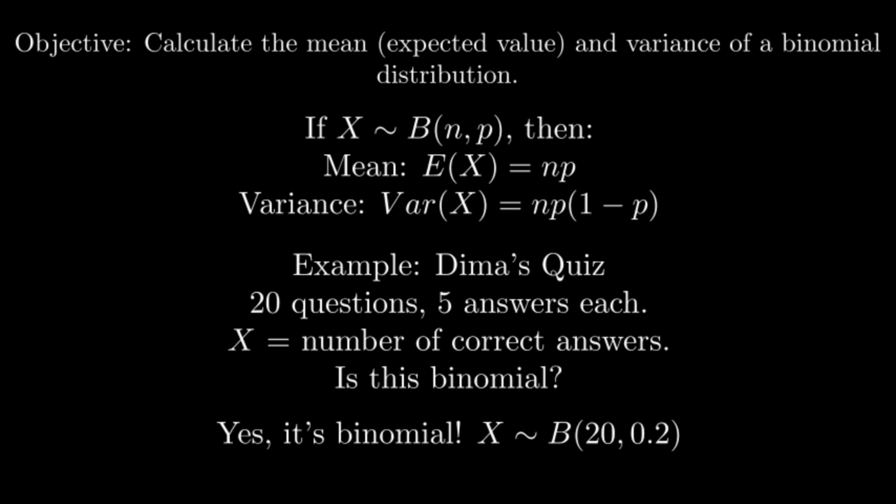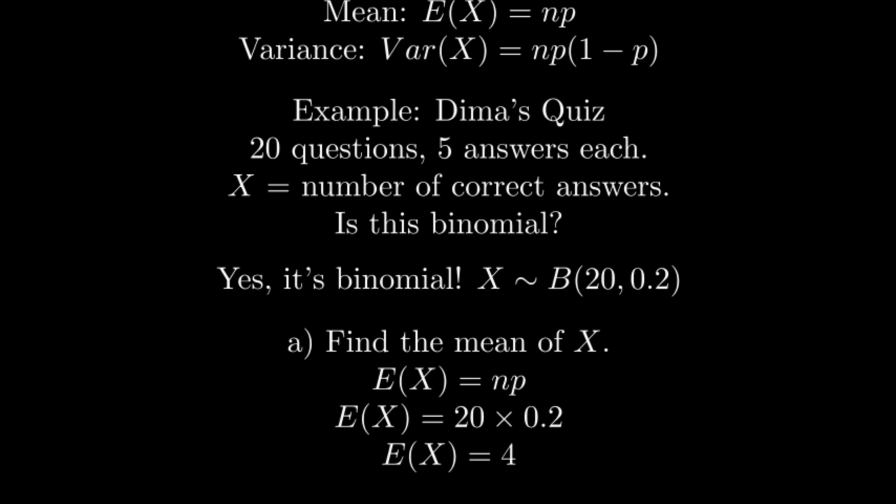First, let's find the mean, or the expected number of correct answers. Using our formula, the expected value of X is n times p. That's 20 times 0.2, which equals 4. So on average, we would expect Dima to guess 4 answers correctly.